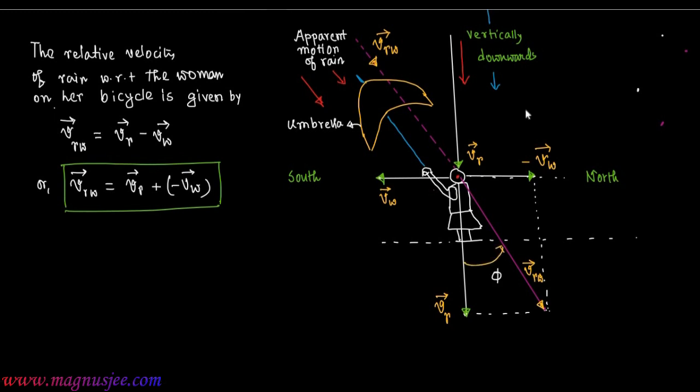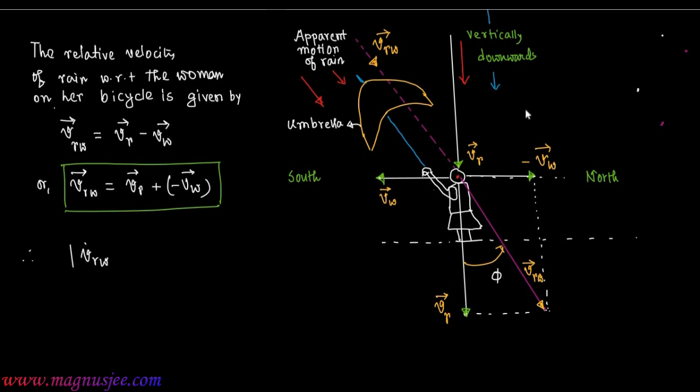Now vector Vrw makes an angle phi with vector Vr. That means the relative velocity of rain with respect to woman, that is vector Vrw, is at an angle phi with the vertical direction. That means vector Vrw is at an angle phi north of vertical direction.